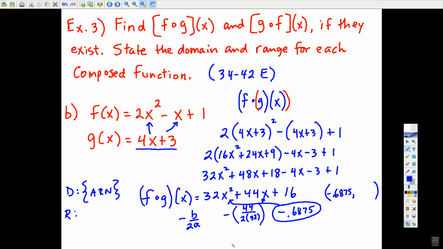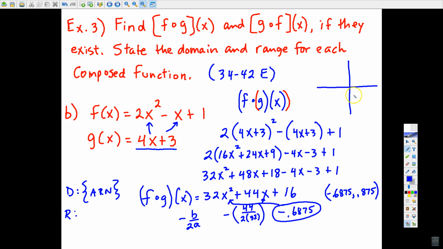All right, so you might want to just use your calculator at this point, and you're going to do 32 times parentheses negative 0.6875 close parentheses squared plus 44 times parentheses negative 0.6875 close parentheses, and then plus 16. So I get 0.875 as my y-coordinate.